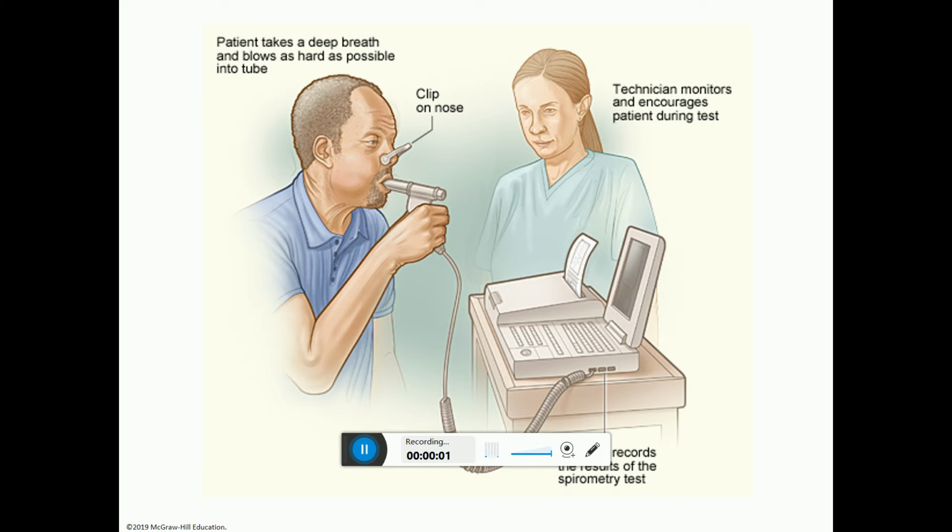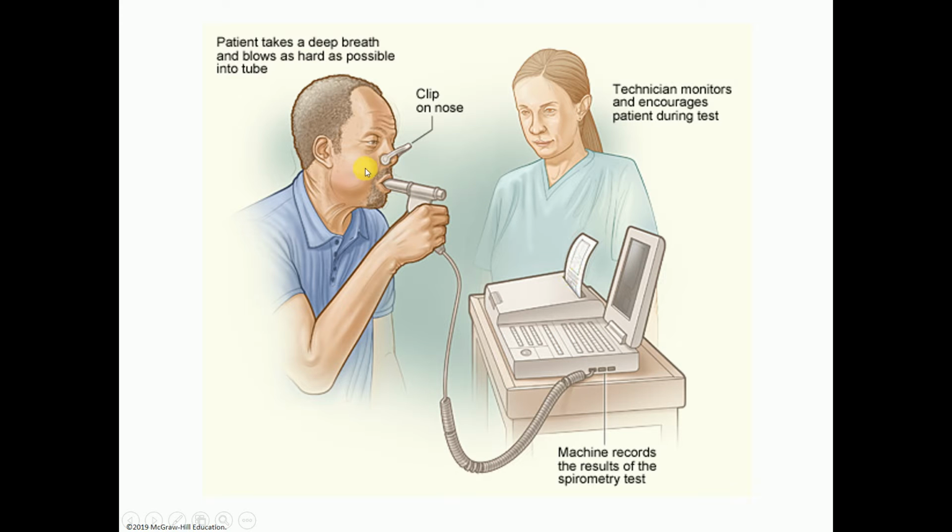Okay, now in this part, we'll talk about spirometry and the different respiratory volumes. In order to record the respiratory volumes, we hook up the patient to a spirometer. We either put a clip on the nose or ask the patient to hold their nose, and then ask the patient to inhale and exhale, and all of that will be recorded on a graph.